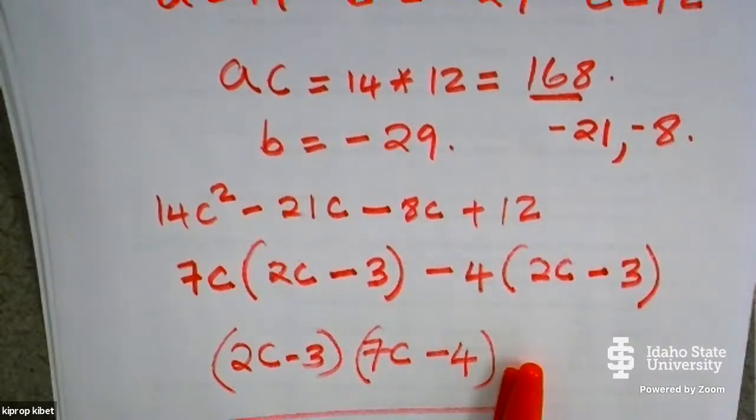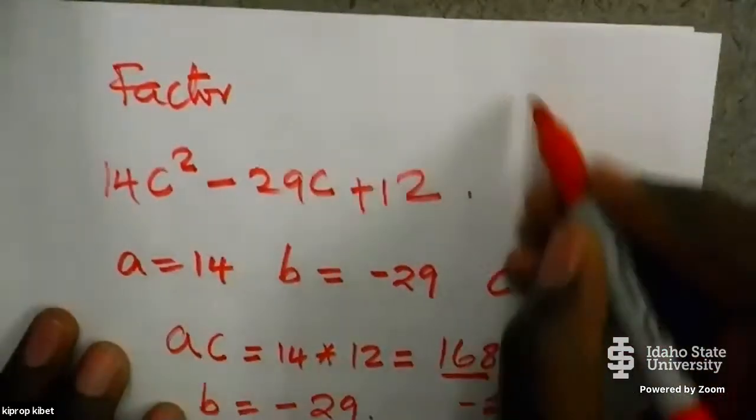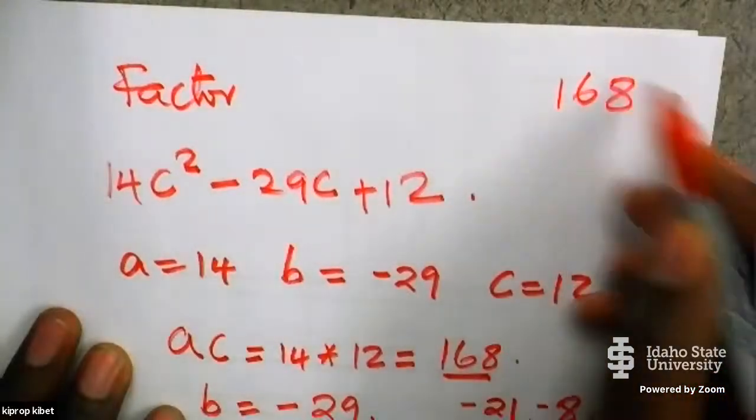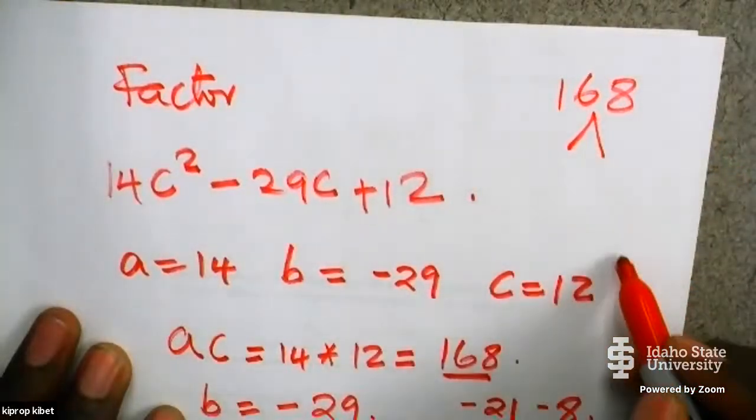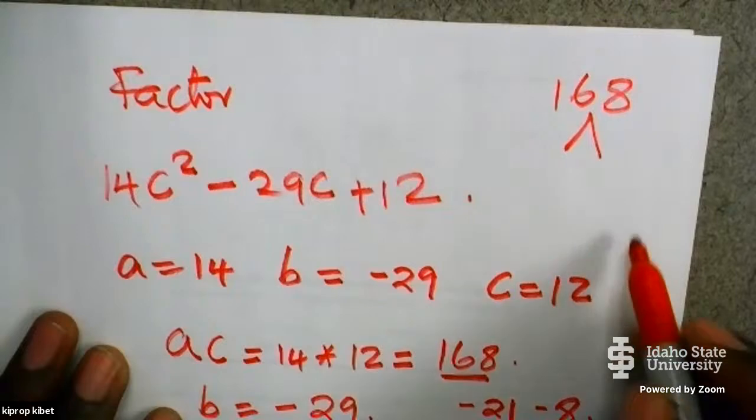Okay, any question up to that? Do you have a trick for getting the two numbers when they're big? Yeah, you factorize, the way you can factorize 168. You remember how to look for the factors?